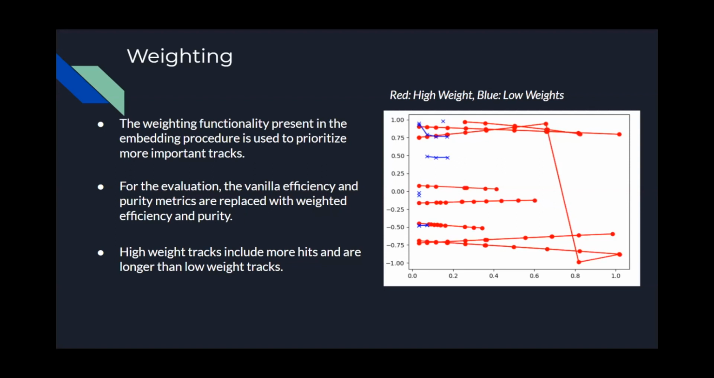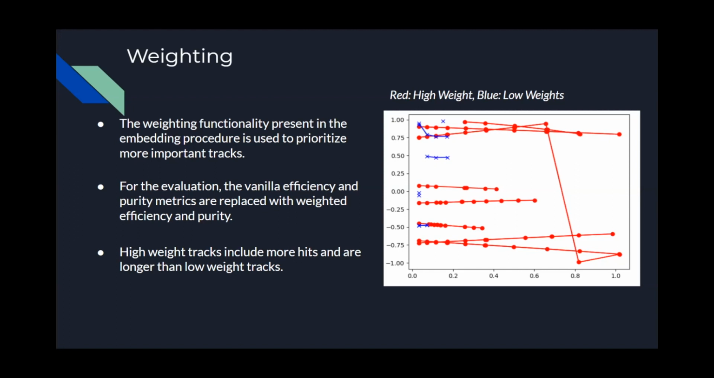The next part that I looked at was the inclusion of weighting while training. The weighting functionality that's present in the embedding pipeline is to prioritize more important tracks. So you have weights associated with the tracks. The high weight tracks tend to be longer and comprise more hits relative to the low weight tracks. As you can see, I've just included a few tracks in this image. The red tracks are the high weight tracks, and the blue tracks are the low weight tracks.